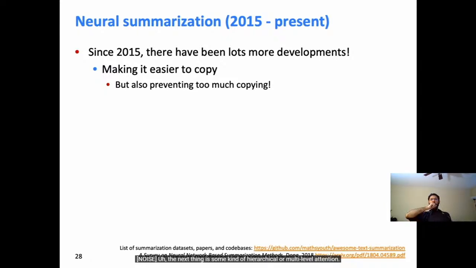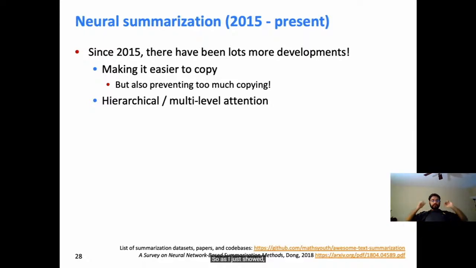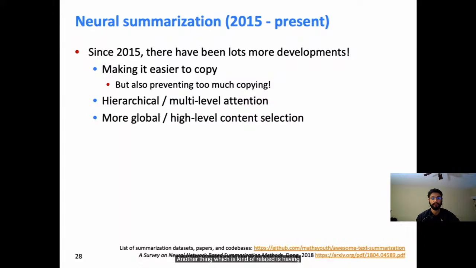The next thing is some kind of hierarchical or multi-level attention. As I just showed, attention has been pretty key to abstractive neural summarization so far. So there's been some work looking at whether we can make this attention work at a more high-level, low-level, coarse, fine version, so that maybe we can do our selection at a high level and at a lower level. Another thing which is related is having some more global content selection.